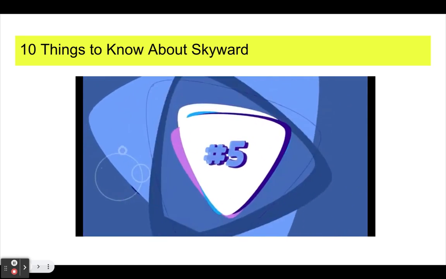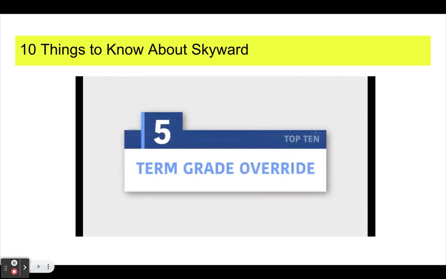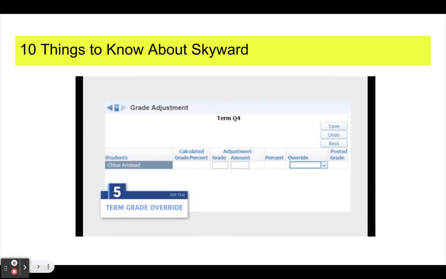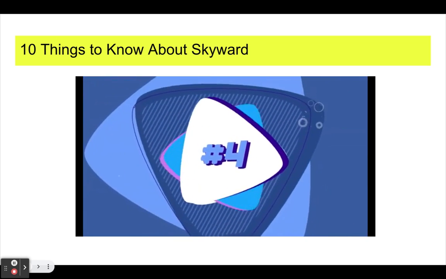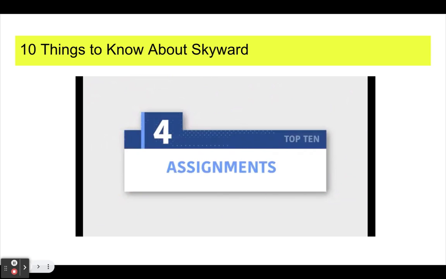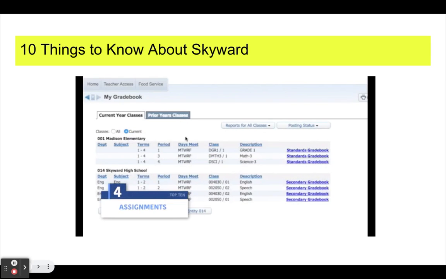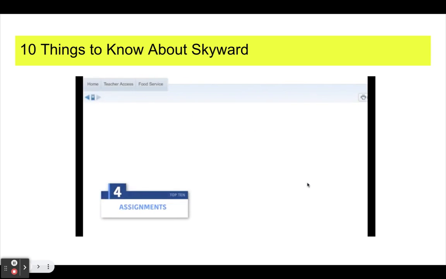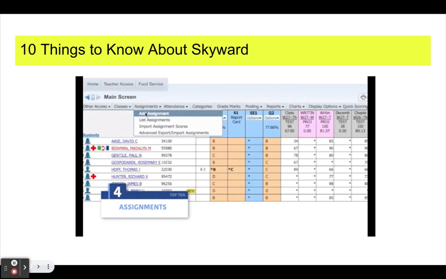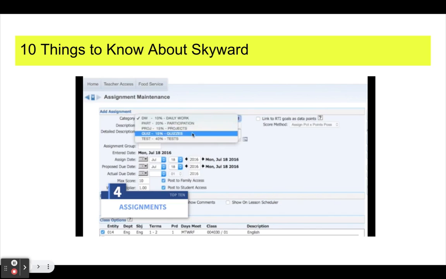Number 5, Term grade override. When the end of the term rolls around, use your discretion to determine whether to override gradebook calculations. You can choose to make adjustments by grade mark or by percentage. Number 4, Assignments. When you're ready to assign the first task for your class, the Assignments feature is the place to go. It's highly customizable. Set a go-live date, categorize the assignment, assign students to complete the assignment online, and make supporting material available.